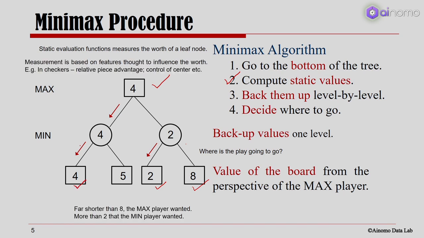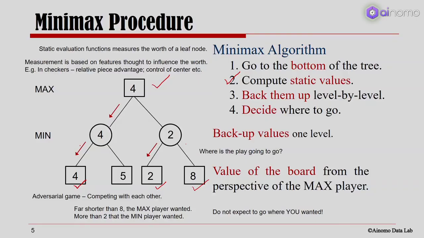Now, this is because these are adversarial games. Min and max are competing against each other, and you do not expect to go where you wanted, because the competitor is always trying to stop you from going there. And that is why we arrived at 4, which was far shorter than 8 and more than 2, what the min player would have wanted.